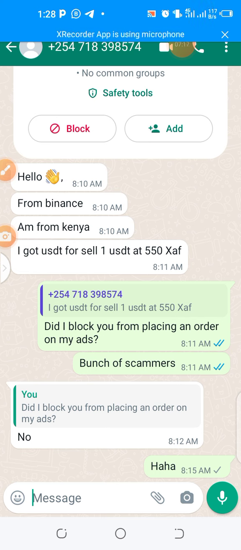This guy said, hello, from Binance, I'm from Kenya, I got USDT for sale, $1 at 550. Look at this thing logically. If you get scammed, it's because you are too greedy. Now, this guy is selling at 550 francs. He got my number on Binance. Why did he not just sell on Binance? We are buying on Binance at 650, and the guy wants to sell at 550. Where did that guy get the USDT? Now, I buy from Kenya, but if you buy from Kenya, the difference, I think, should be about 20 francs. And if the difference is about 20 francs, then where did this guy get the coin that he's selling at 550? And that is why I made this statement.